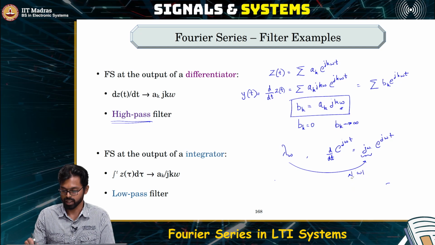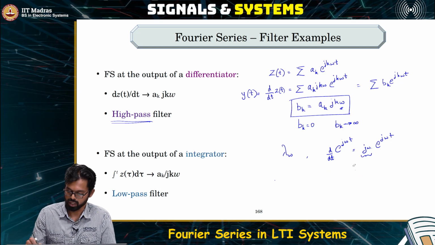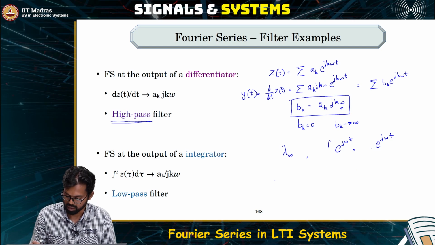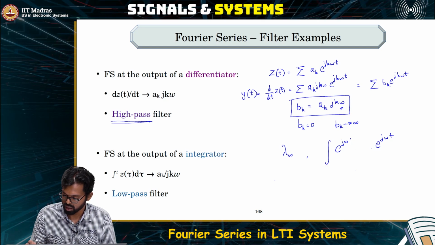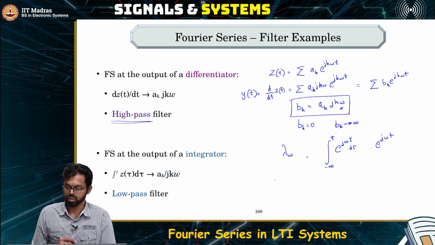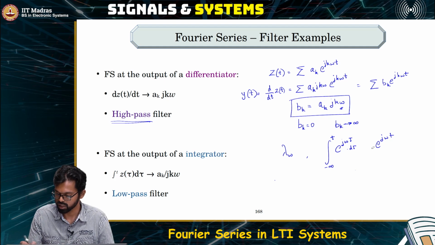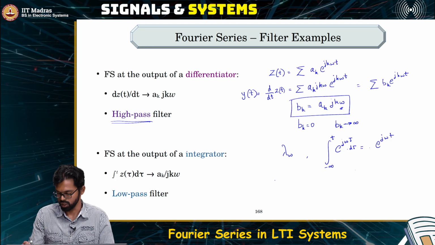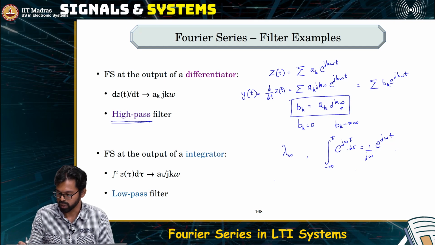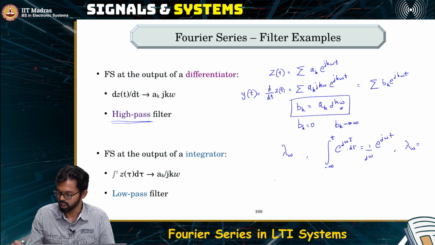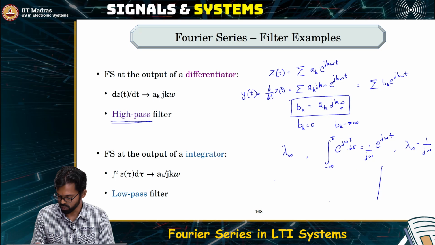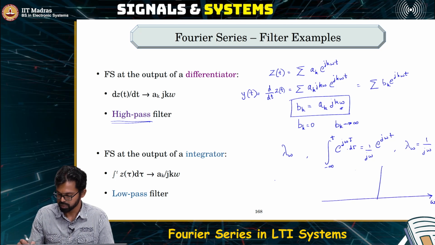Now what about an integrator? So let's try and do the same thing. What if we feed the same eigenfunction to the integrator? What happens at the output? If we feed something like this to the integrator, then of course you see 1 by j omega e power j omega t at the output, which automatically means our eigenvalue is going to be 1 by j omega.